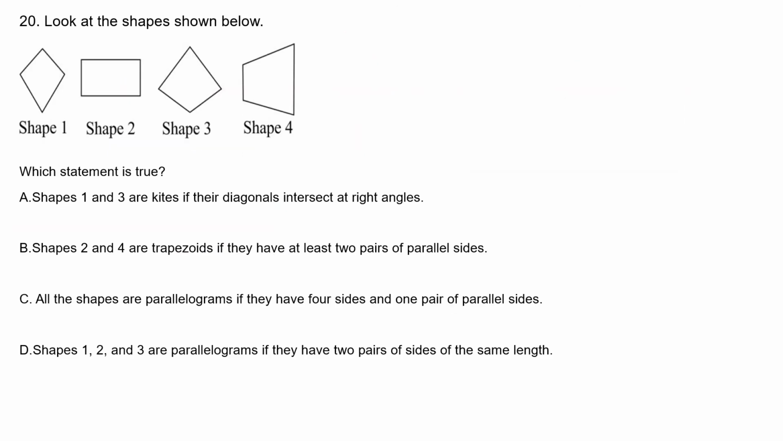Alright, so we have reached the last question for part 1, finally. Number 20, it says, look at the shapes shown below. Which statement is true? A says shapes 1 and 3 are kites if their diagonals intersect at a right angle. So remember, property of a kite, the diagonals of a kite are perpendicular to one another, meaning they intersect at a right angle, so that is true. So once again, A is our answer here.